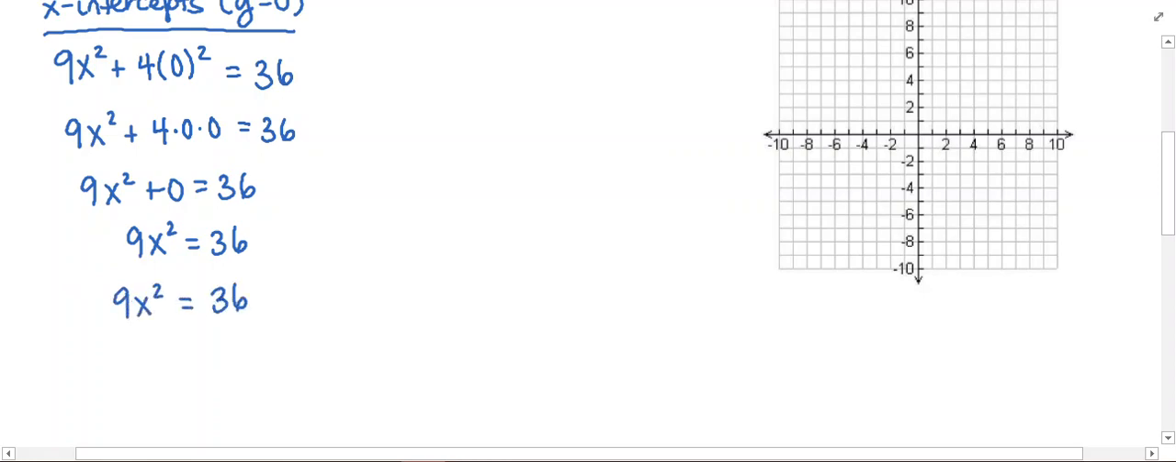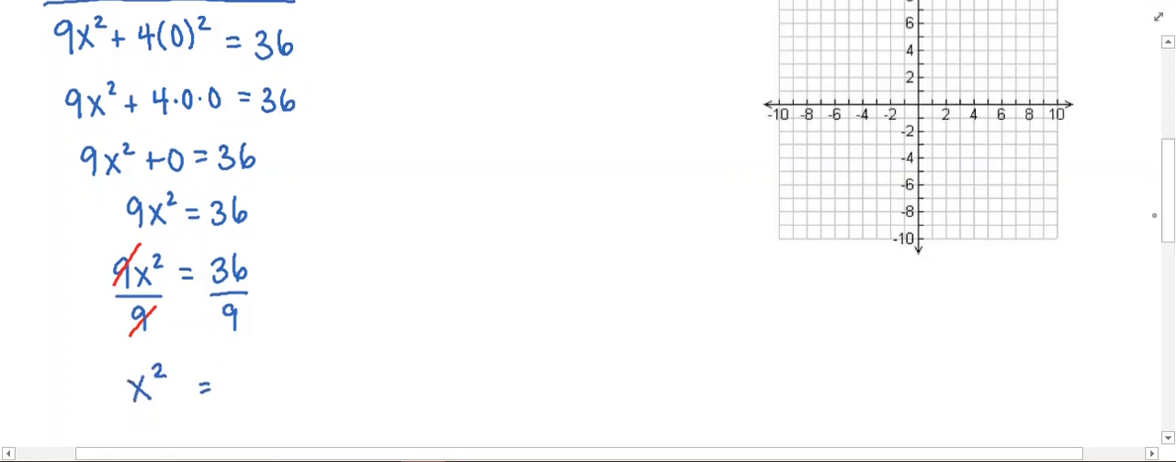Let me rewrite it. X squared is being multiplied by 9, so we need to get rid of the 9 before we can take the square root. Since we're multiplying by 9, the opposite is to divide off the 9. Whatever you do to one side, you have to do to the other. So then your 9's on the left side will cancel and leave you with x squared. So x squared is going to be equal to 36 divided by 9. That is 4.